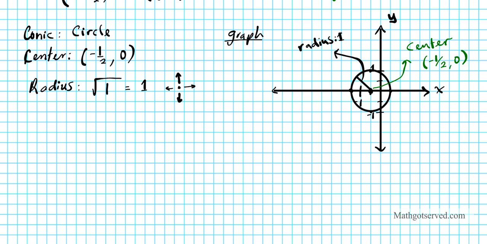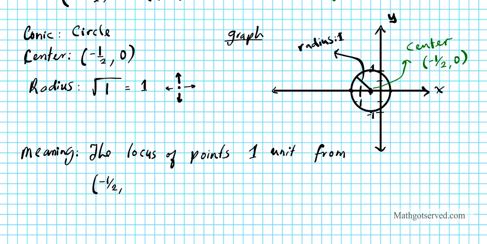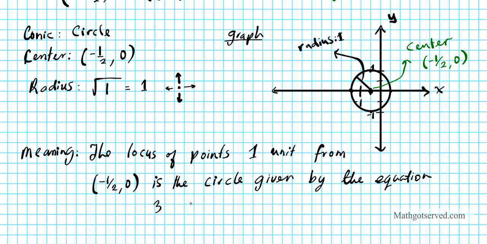Let's state the meaning using the definition of a circle. Okay, so meaning, basically this means that the locus of points 1 unit from -1/2, 0, which is the center, is the circle given by the equation 4x squared plus 4x plus 4y squared minus 3 equals 0. Okay? All right, so there you have it.